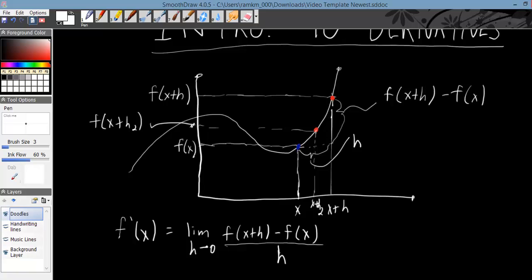And you might be thinking, well, these ratios look a lot like slopes. And if you're thinking that, you're absolutely right. In fact, if we're considering the ratio of f of x plus h minus f of x to h, and this is our point x plus h comma f of x plus h, that ratio is the slope of the line through these two points: x comma f of x and x plus h comma f of x plus h.